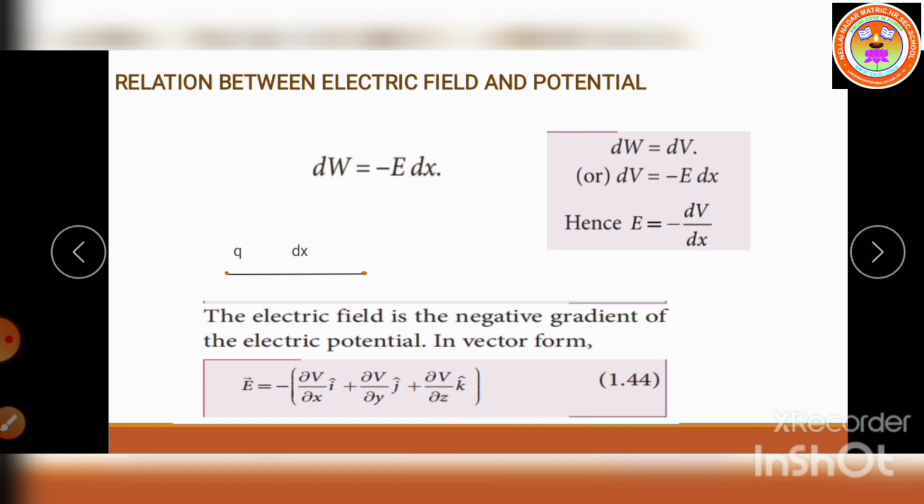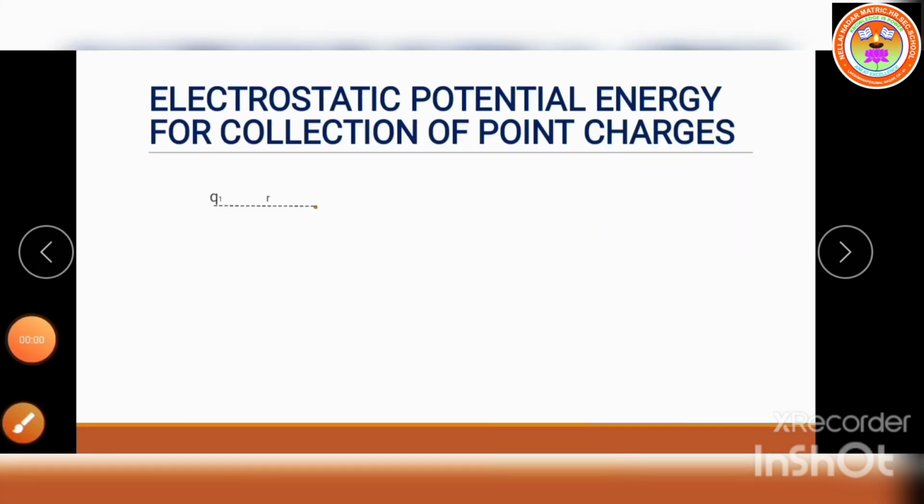Okay, this is the difference between what? Electric field and potential. Okay, so listen, the electric field is the negative gradient of the electric potential. Also mark it for a 1 mark question. Okay, understand children?